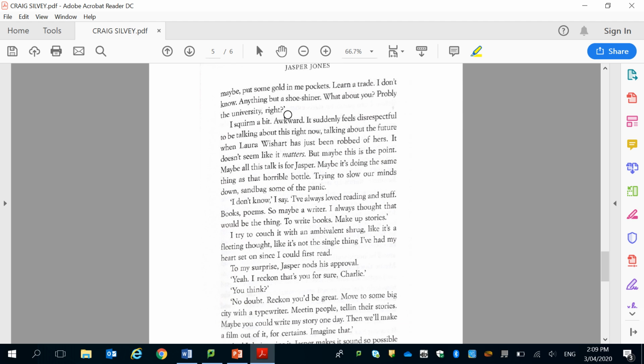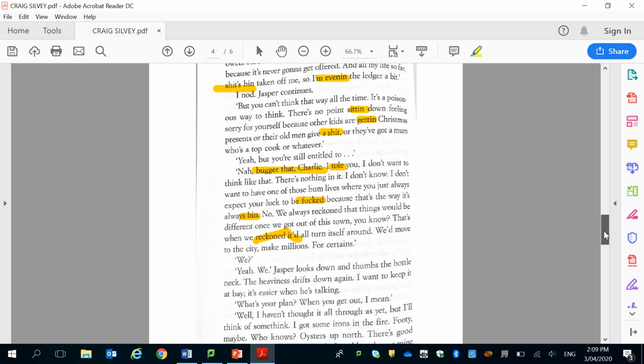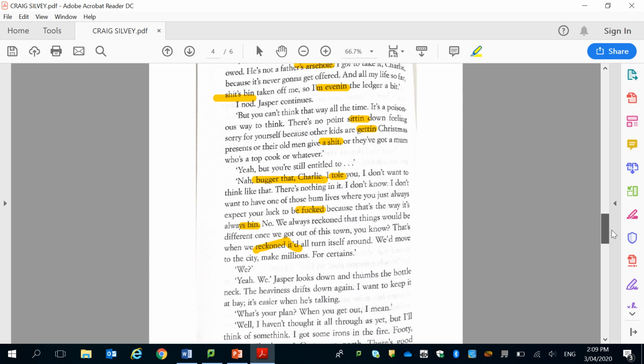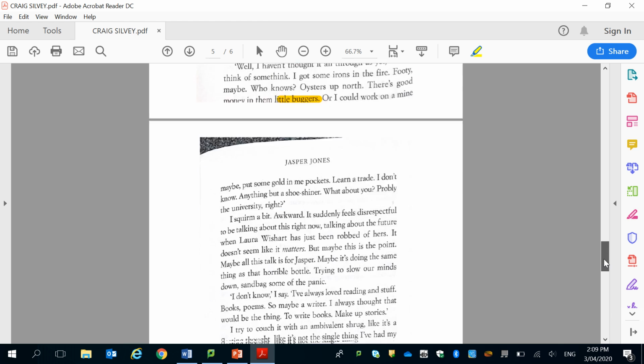Alright, so we'll just pause there for a moment. Okay, so we can see the repeated use of profanity, the repeated use of slang, the repeated mispronunciation of words.